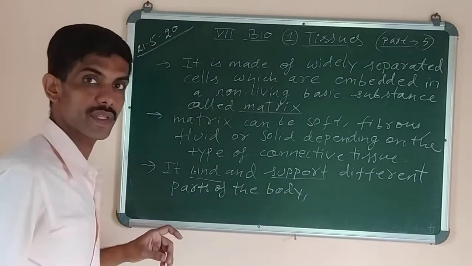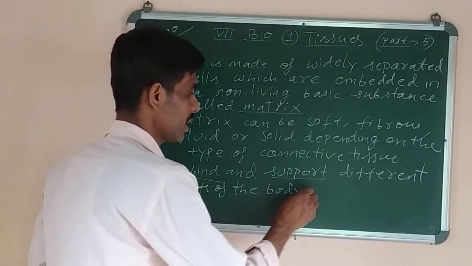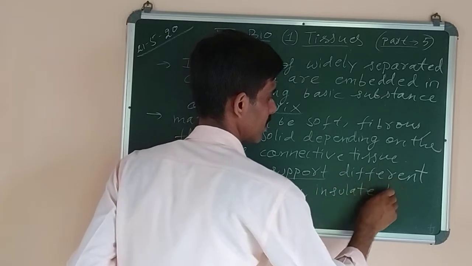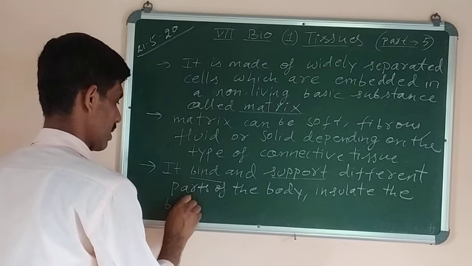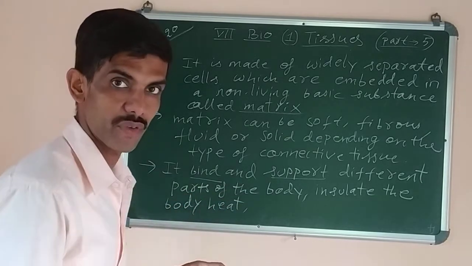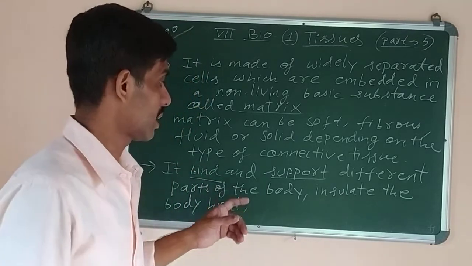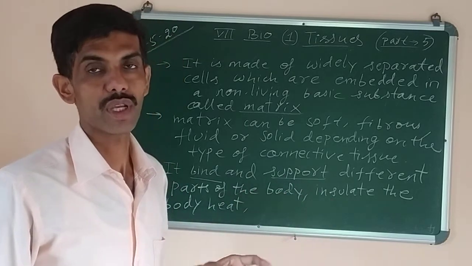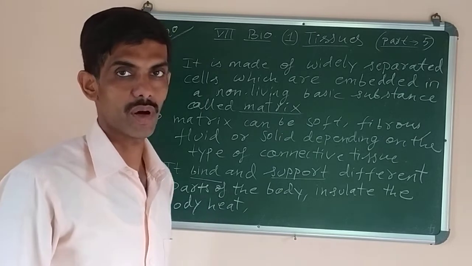Okay, this is one of the functions of connective tissue. It binds and supports different parts of the body. It insulates the body heat, because of the adipose tissue, the fatty tissue that is present. It is also a part of connective tissue, and the function of that fatty tissue is to insulate. Insulate means to prevent the loss of heat from our body.